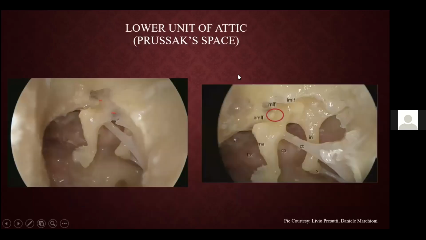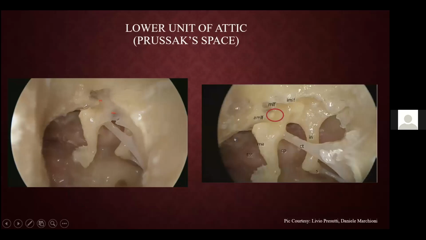So that was all about the upper unit of the attic. Lower unit of the attic is mainly contributed by the Prussak's space. We all know this Prussak's space is around the neck of the malleus, and it is formed in between the pars flaccida part of the tympanic membrane and the neck of the malleus.